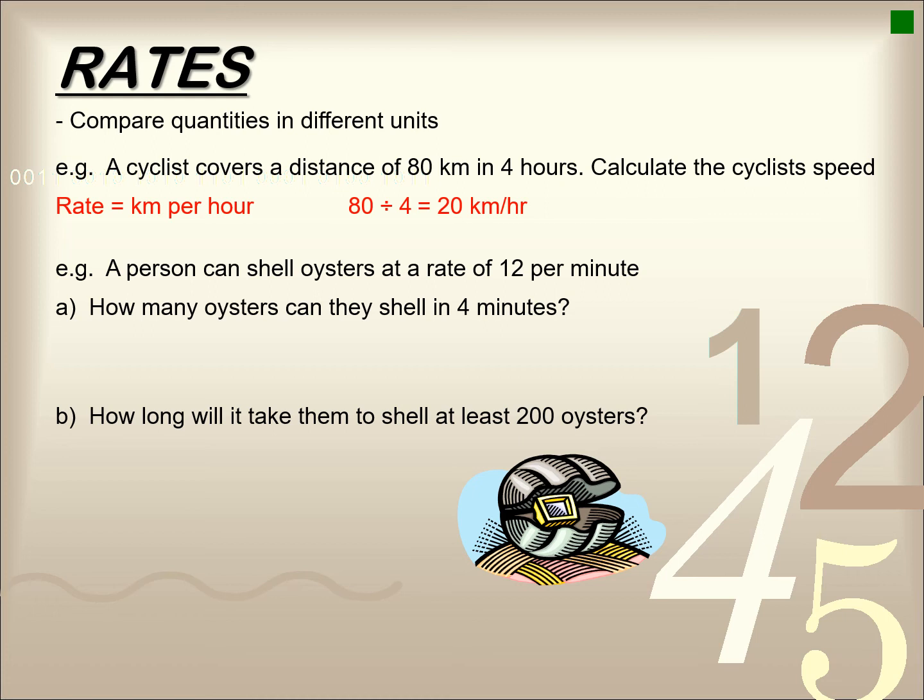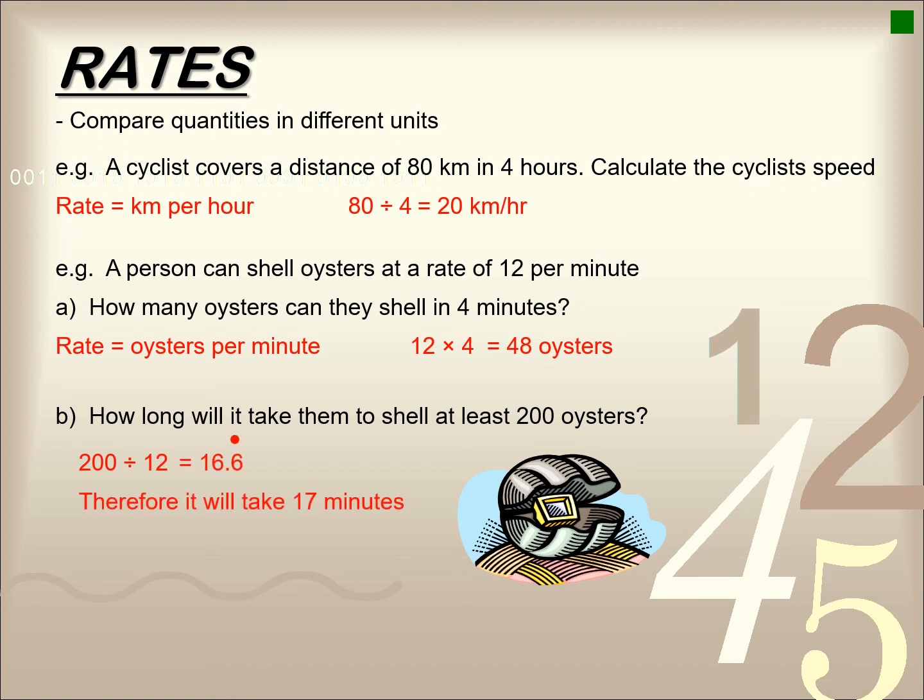A person can shell oysters at a rate of 12 per minute. How much can they shell in 4 minutes? Well, that's just going to be 12 times 4, isn't it? Because there are 12 and 4 minutes, so that's 48 oysters. So how long will it take them to shell at least 200 oysters? Take the 200, divide by the 12 per minute, and that tells you 16.6 minutes. We tend to round these up, so that'll be 17 minutes in total.